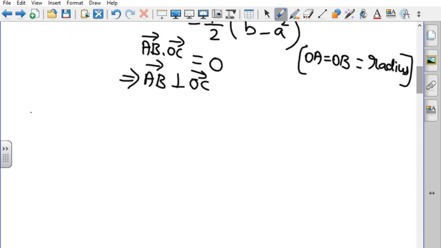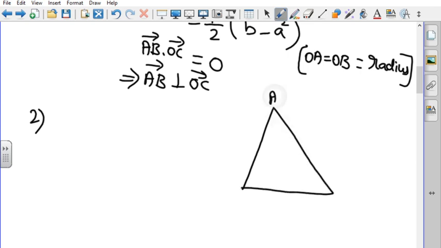Problem number 2. Prove by vector method that the median to the base of an isosceles triangle is perpendicular to the base. So let us draw the triangle ABC first. So this is the triangle ABC. Let us draw a median from A to BC. It is an isosceles triangle, so these two sides will be equal. And let us mark this point as D.